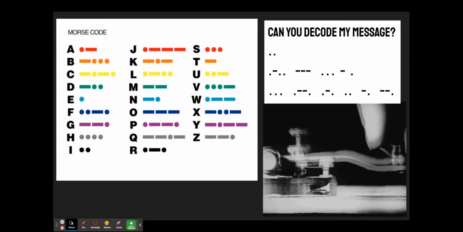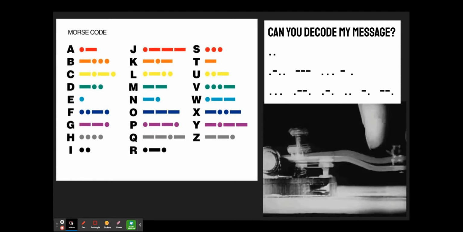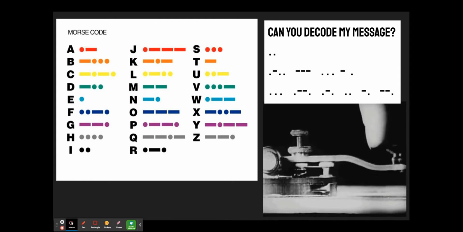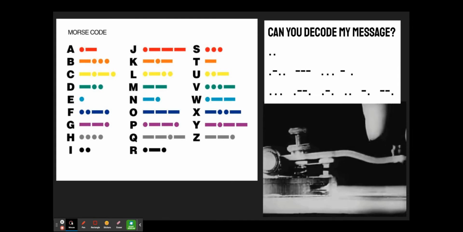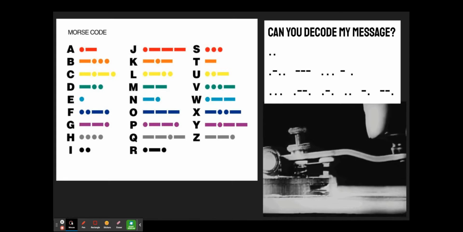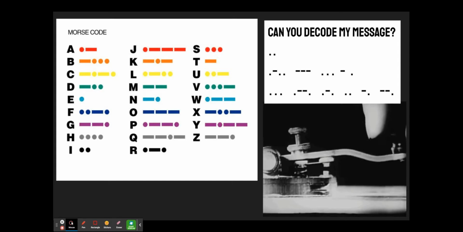Here's my last challenge for you. Can you use the Morse code to decode my message? So can you take each symbol and translate it back into words and figure out my message? I'm going to leave you with that. And we're going to continue to talk about patterns in light and patterns in sound and how we can use those patterns to create some form of communication.